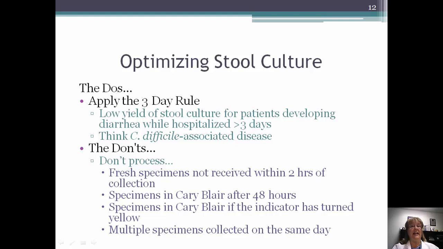Things that you don't want to do, again, if you receive your fresh specimens after a prolonged delay in transport, you really don't want to process those. You don't want to process your specimens received in Cary-Blair if they, again, have had excessive transport delays, more than 48 hours. Or if you happen to be using a Cary-Blair with a pH indicator, if that indicator has turned to acid. Also, really no need to collect or process multiple specimens in the same 24-hour period.